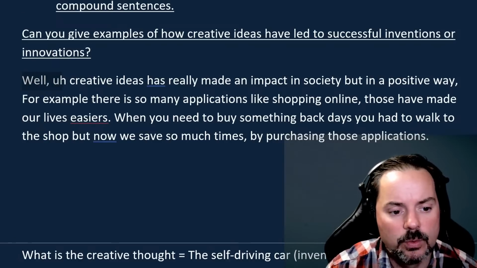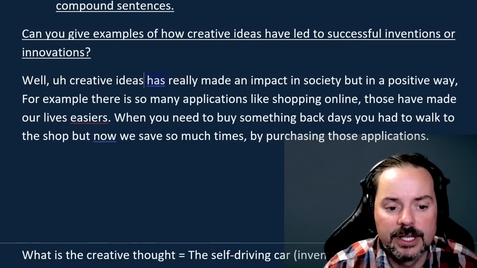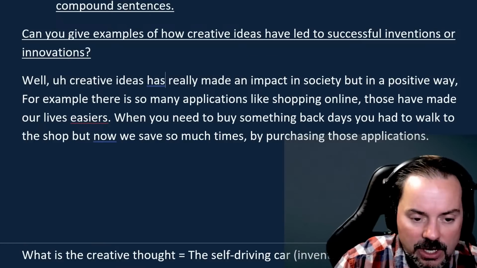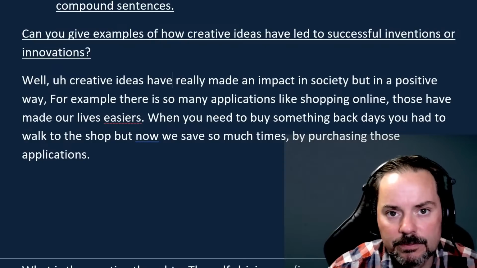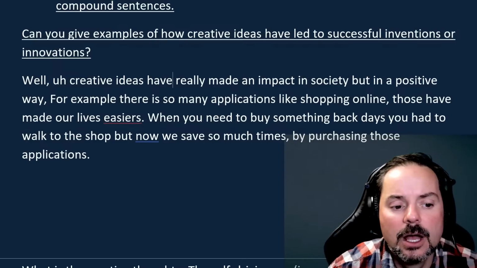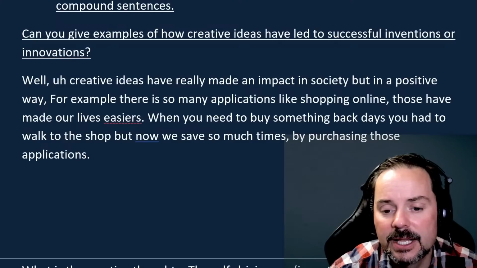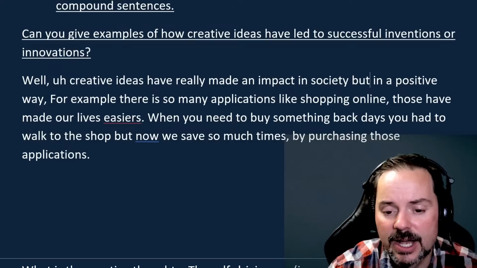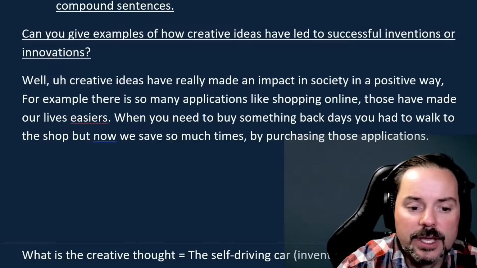You said, well, creative ideas has really made an impact. Ideas is plural, right? So it's have. You can see Microsoft Office is underlining it too. It's like, no, that's a have. So be careful with has and have, okay? Creative ideas have really made an impact in society. Not but in a positive way, because it's not a contrast. It's just in a positive way, right? There's no but there. So, in a positive way.